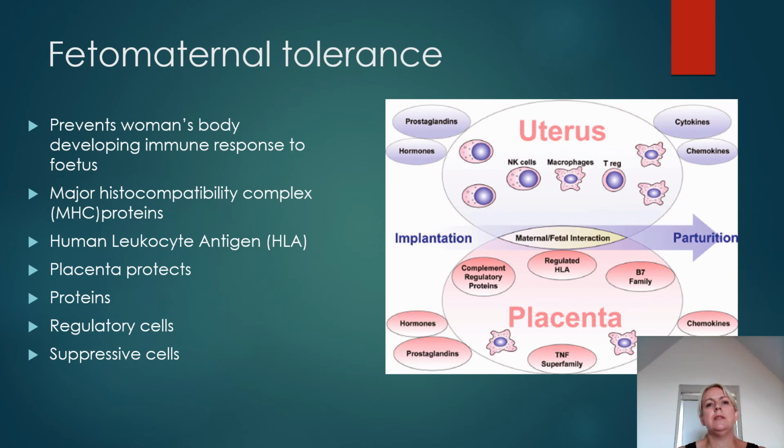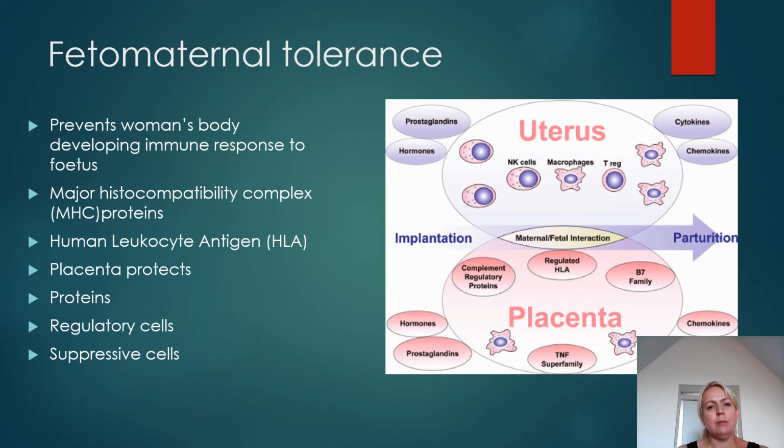Fetal-maternal tolerance. This is what prevents the woman's body from developing an immune response to the fetus. Major histocompatibility complex proteins help the immune system decipher what's a host or a foreign cell. The MHC is also known as the human leukocyte antigen.